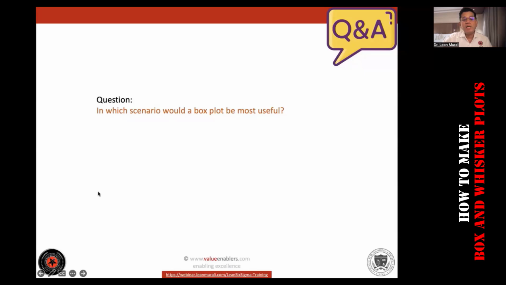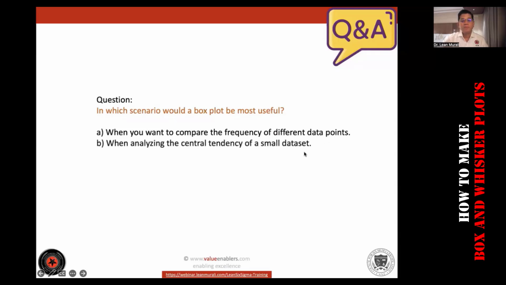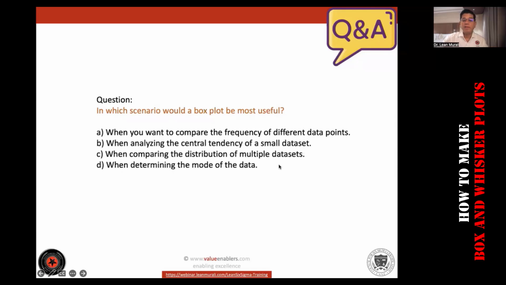In which scenario would a box plot be most useful? When you want to compare the frequency of different data points, when analyzing the central tendency of small data sets, when comparing the distribution of multiple data sets, when determining the mode of data. All right: when comparing the distribution of multiple data sets.